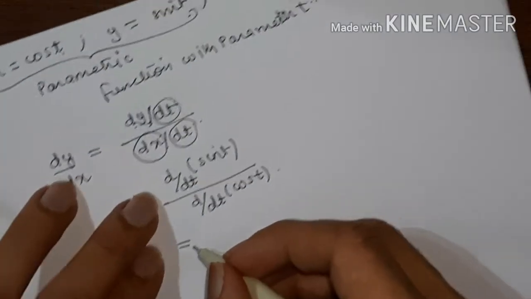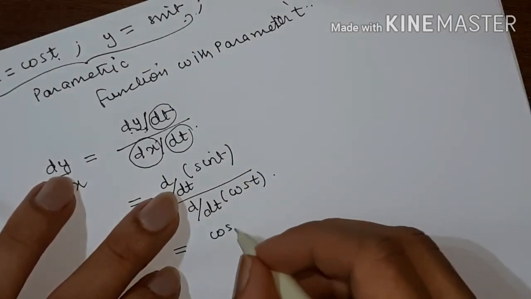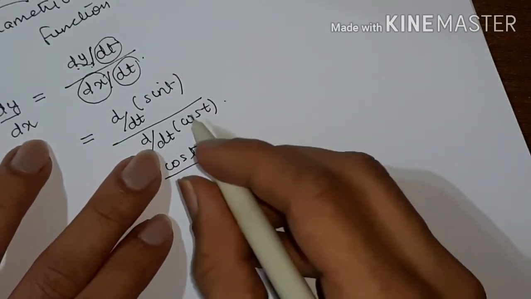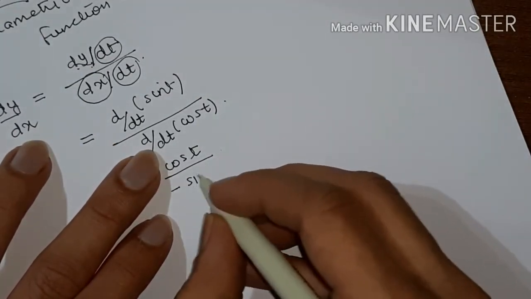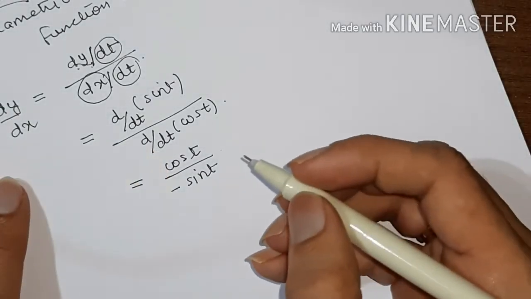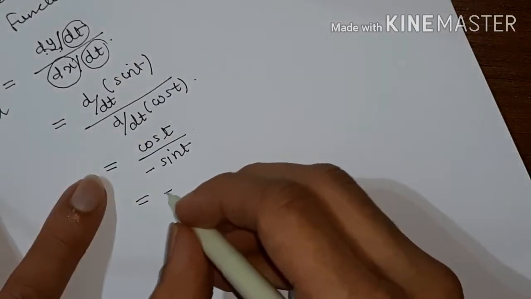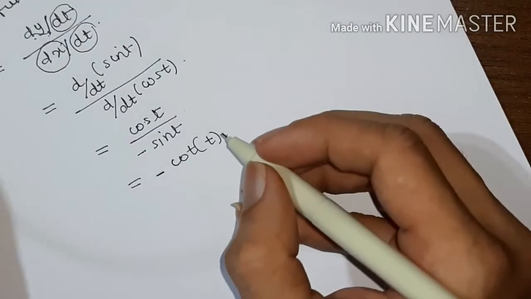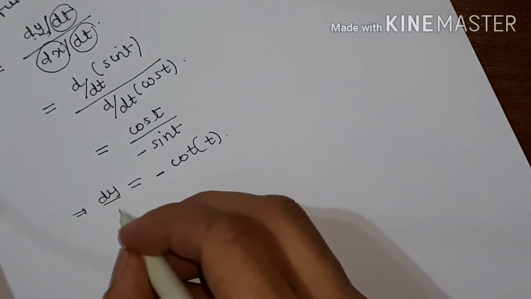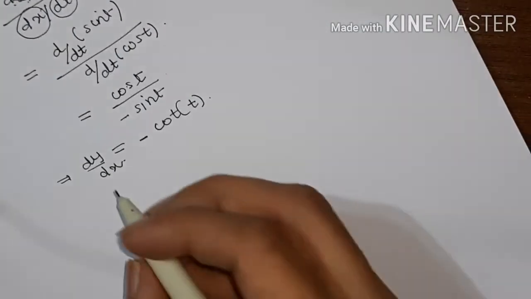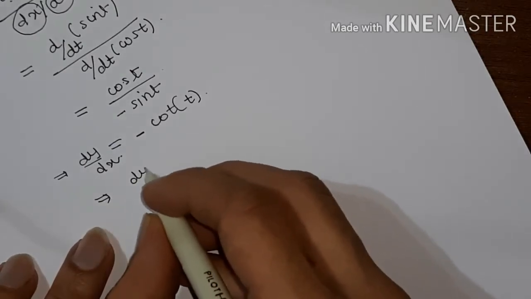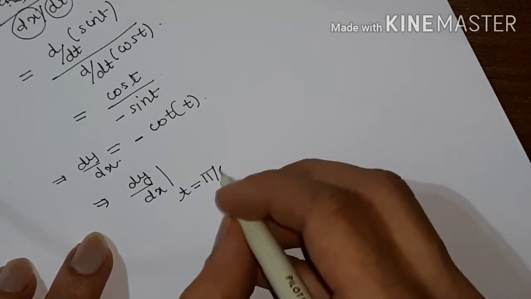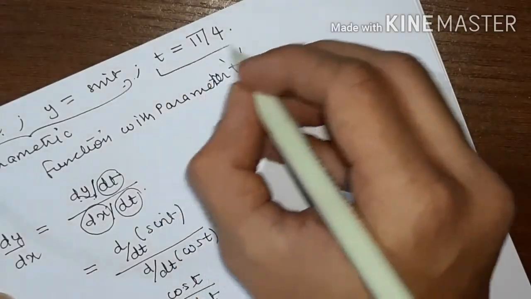Okay, so d by dt of sin t is cos t, divided by d by dt of cos t, which is minus sin t, right? So what you are getting is minus cos t divided by sin t, which is minus cot t, and that is nothing but dy by dx. Now we have to find dy by dx at t equal to pi by 4, because that is given.